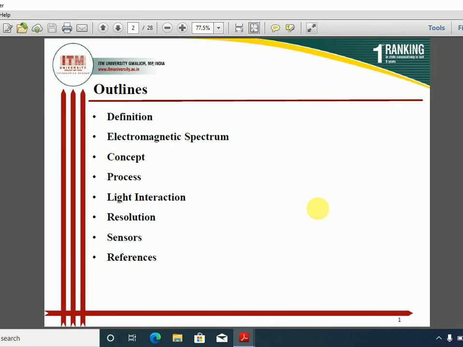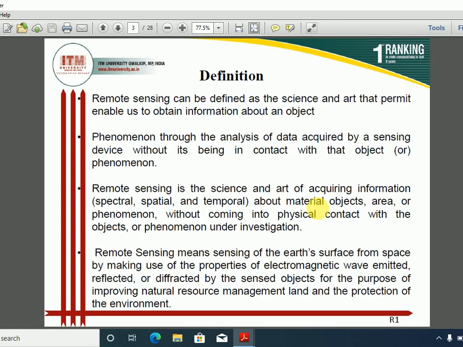In today's lecture, we will study what is remote sensing, what is the electromagnetic spectrum, what are the basic concepts related to remote sensing, the process of remote sensing, how the light interacts when light rays enter the earth surface or strike the earth surface and return back to the atmosphere or the space, what type of resolutions are present, and which type of sensors are used in the remote sensing technique. That is all about today's lecture.